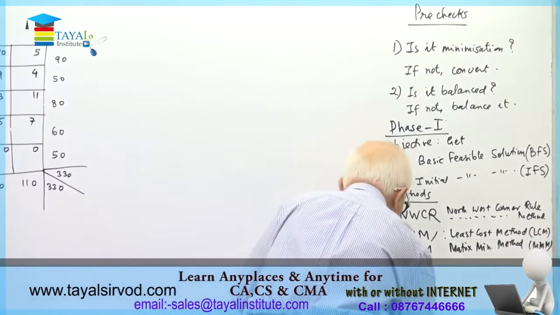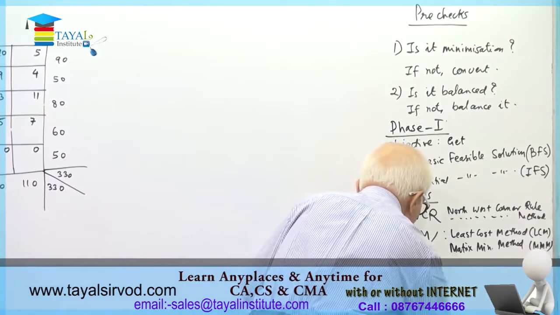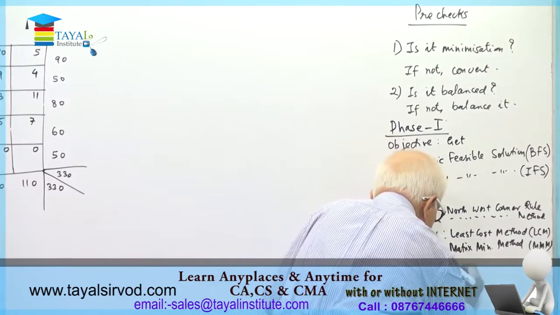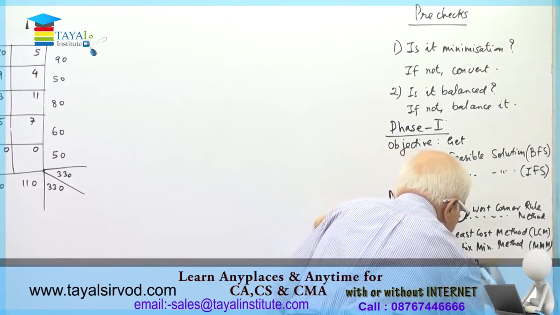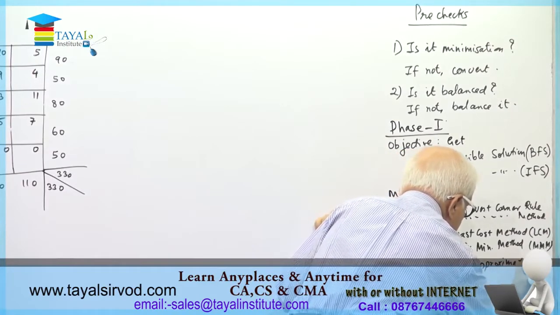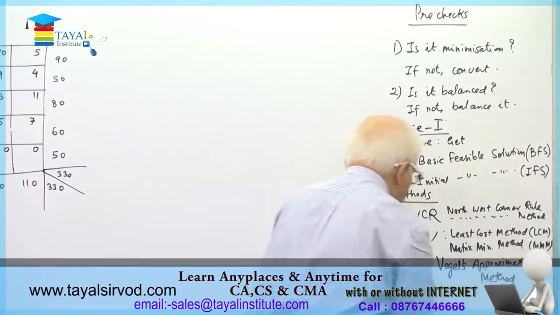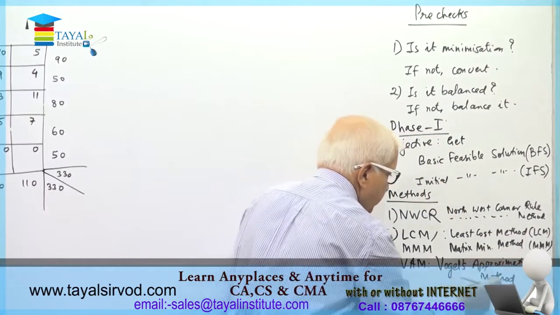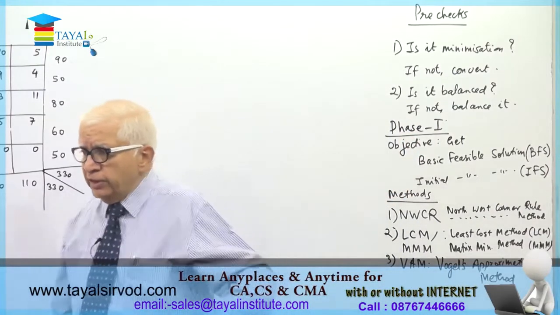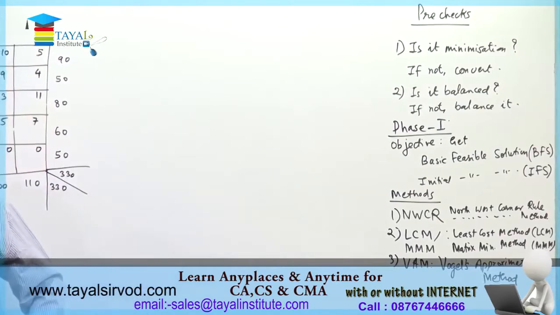And the third and the most important method, as we will be seeing, is called VAM. VAM standing for Vogel's Approximation Method. Long form for VAM is Vogel's Approximation Method, VAM. These three methods are used for obtaining the solution in phase 1.